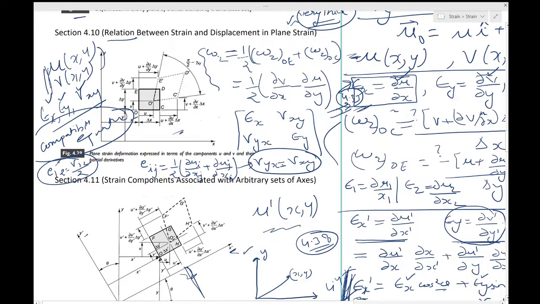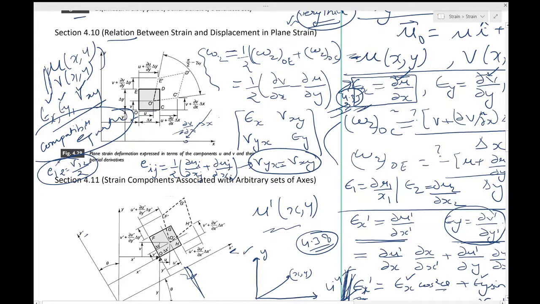So if you see OC, you did not take dou v by dou x into delta x. This was neglected. You took a dou u by dou x into delta x, but you did not take a dou v by dou x into delta x. Okay, and this was the effect of dou v by dou x delta x on the length OC that was neglected when the strains were small compared to unity.